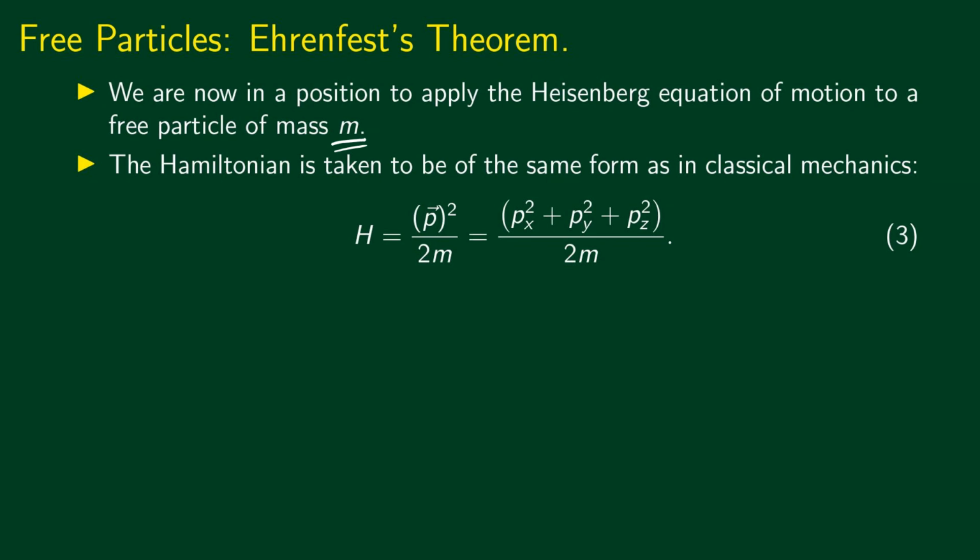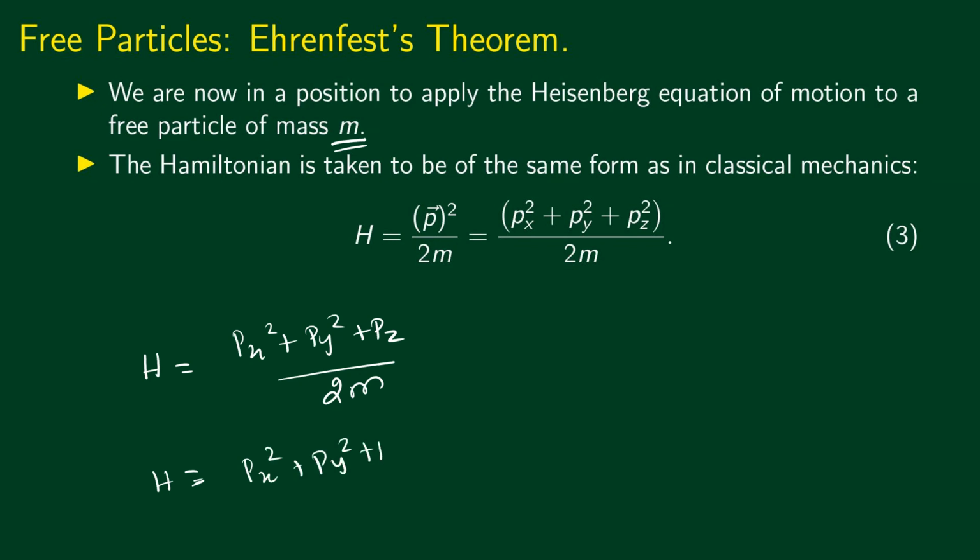Okay. Now let's apply the Heisenberg equation of motion to a free particle of mass m. We don't know the Hamiltonian, so we look at the classical Hamiltonian. We know that for a free particle, the classical Hamiltonian has the form p square divided by 2m. Or we can write it in an expanded way like this: px square plus py square plus pz square divided by 2m. We assume that the quantum mechanical Hamiltonian also has the same form. All right, so the Hamiltonian operator in the quantum mechanical case is now written as px square plus py square plus pz square divided by 2m.